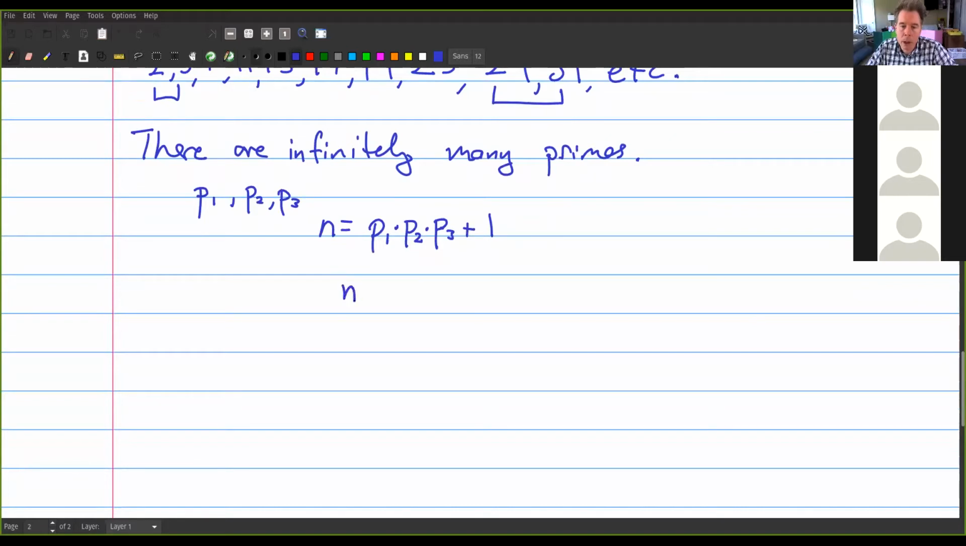Okay, so now let's just think about this number here. So what is N? N is congruent to blank mod P1. What goes in the blank there? 2.